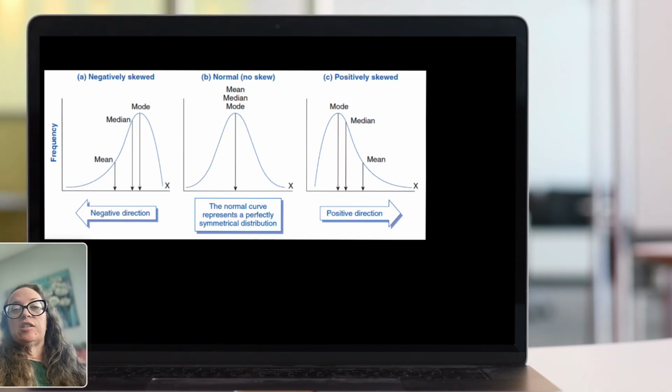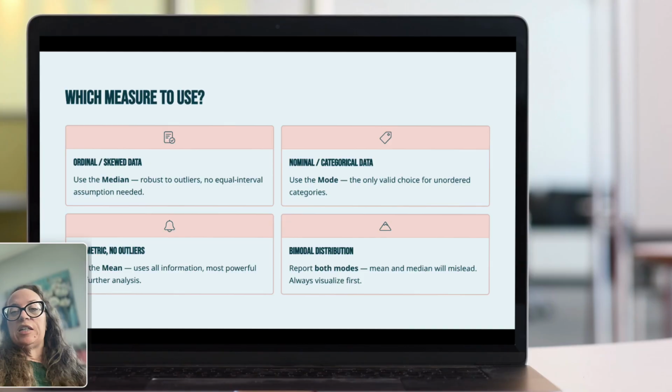Likert scales are the classic example: strongly disagree, disagree, neutral, agree, strongly agree. There's an order, but the psychological distance between categories isn't necessarily equal. The median works because it only requires order. You can identify the middle category. The mode works because you can count frequencies. The mean is problematic. So remember, the mean assumes equal intervals. When you compute a mean of a Likert scale, you're treating the data as if the distance from strongly disagree to disagree is the same as the distance from agree to strongly agree. It probably isn't the same distance.